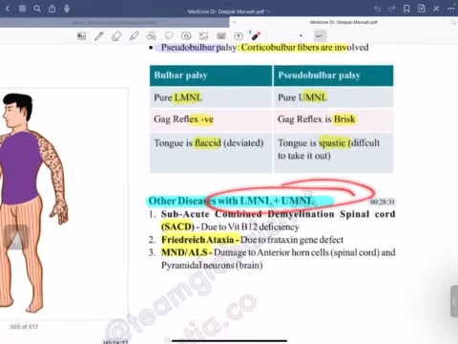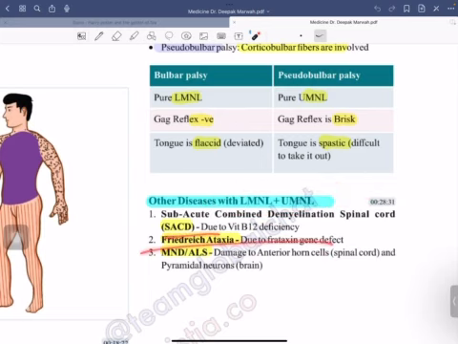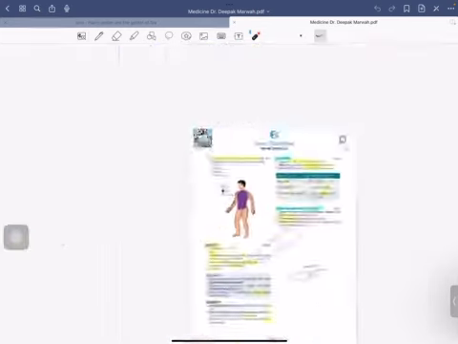Other diseases with LMN plus UMN signs are SACD, Friedreich's ataxia, motor neuron disease, or amyotrophic lateral sclerosis.